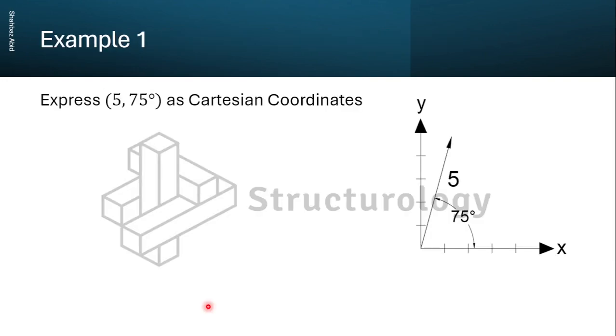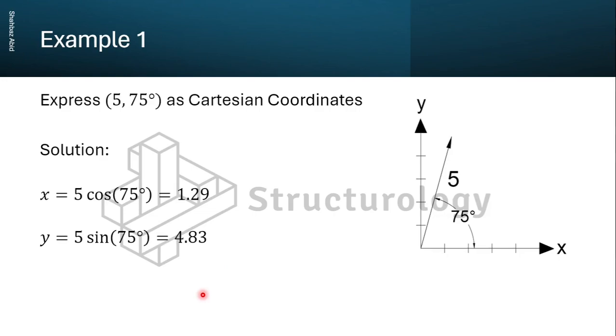Let's see example 1. Express (5, 75 degrees) as Cartesian coordinates. 5 is actually the magnitude of this vector, and the 75 degree is the angle taken from the positive x-axis. So the x component is going to be 5 cosine 75 degrees, because the angle is created from the x-axis, so it's going to give us 1.29 units, whereas y is going to be 5 sine 75 degrees, it's going to give us 4.83 units.